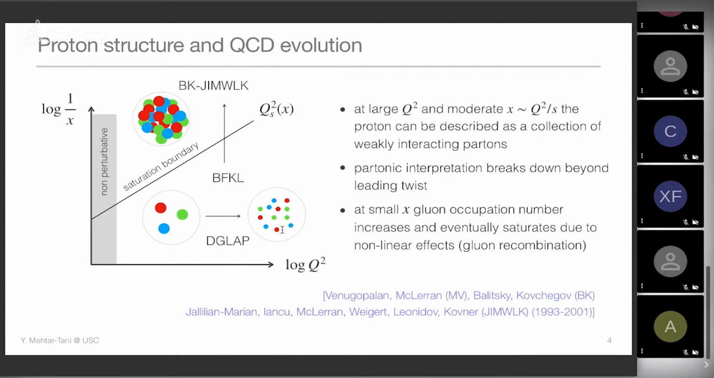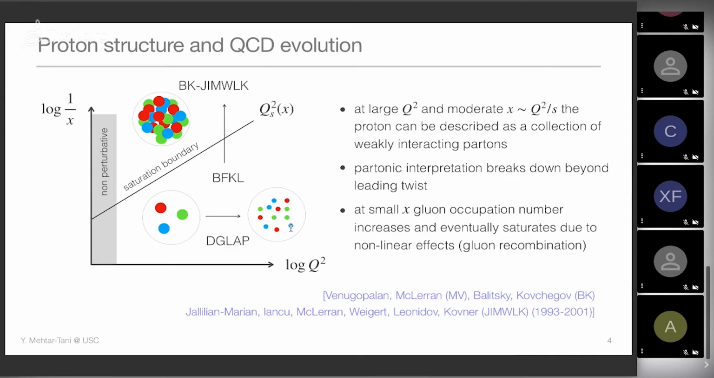But of course, in this regime, the proton is still a dilute system of objects. So the quarks and gluons are weakly interacting, and you can still describe them as independent partons. And this is the parton model. So the partonic picture is natural here as you have weak interactions.